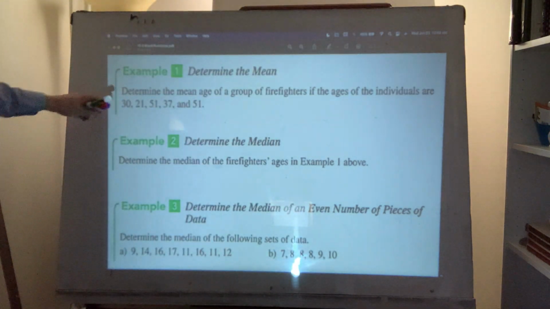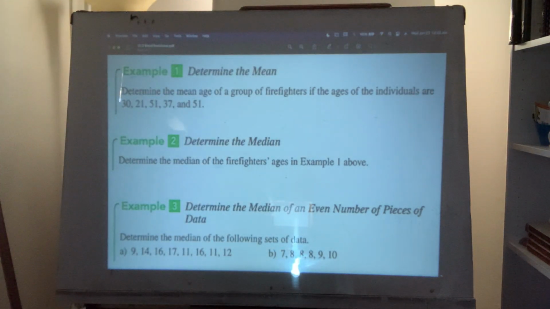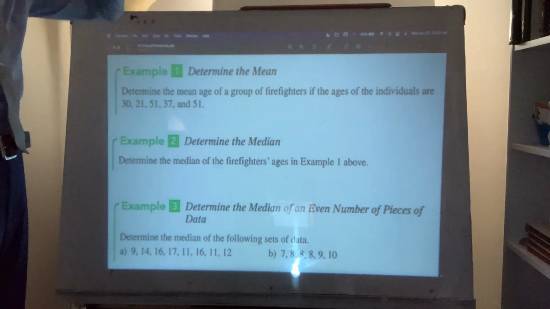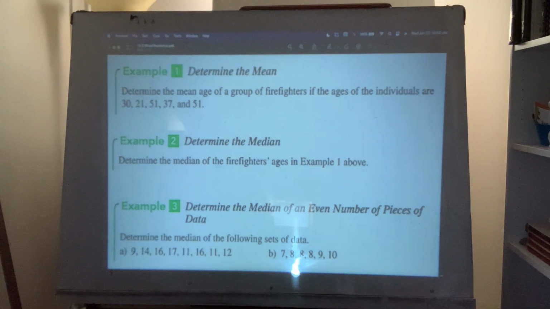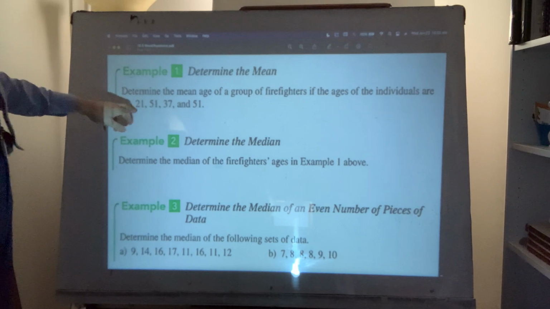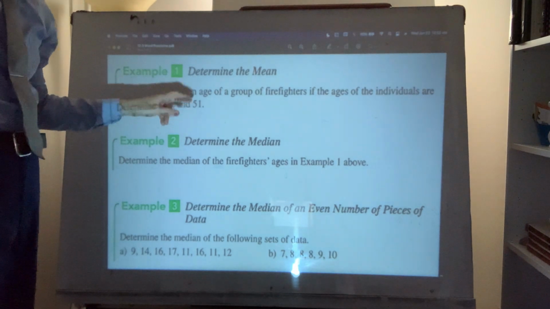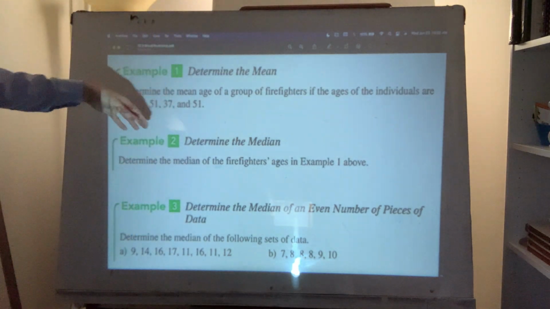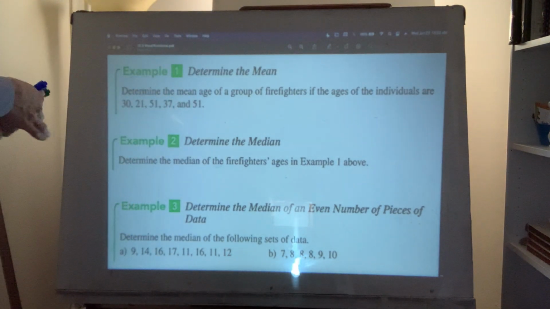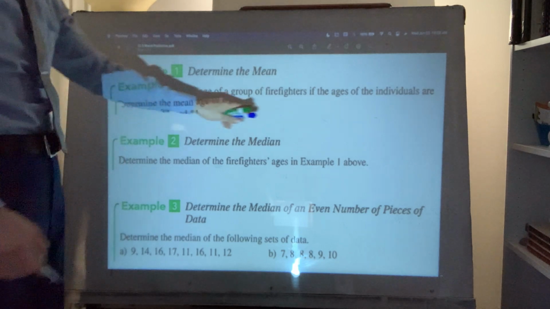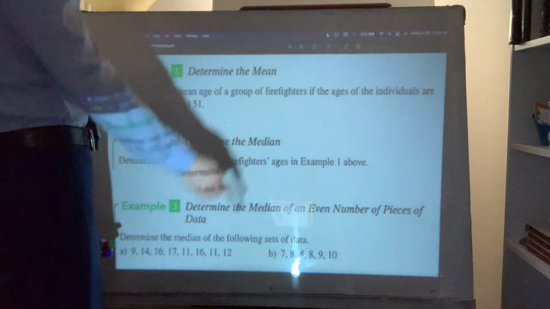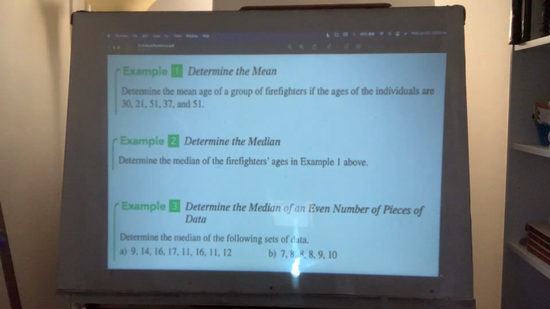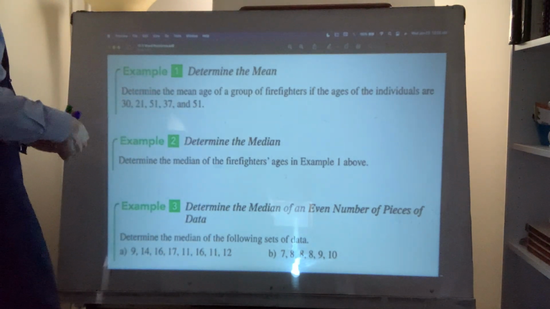Now in the case of this first problem, it says determine the mean age of a group of firefighters if the ages of the individuals are 30, 21, 51, 37, and 51. Notice that they are intentionally given to you out of whack. So a good habit is to automatically rank something. Why? Because normally it isn't just asking for the mean, it's probably asking for the median and mode as well. So I would get in that habit, right?